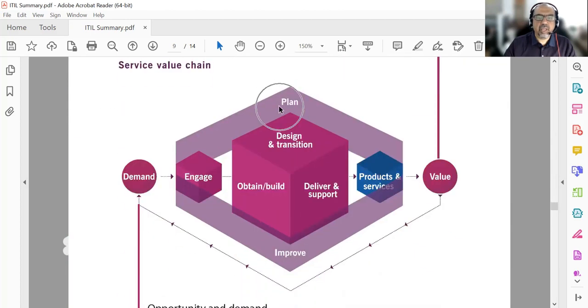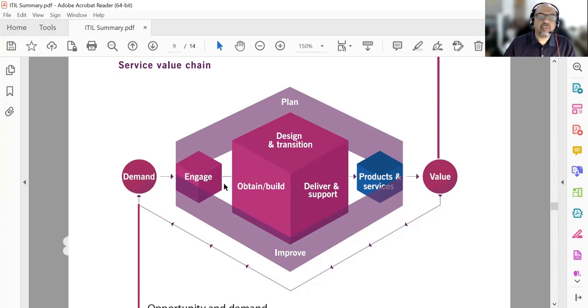So we will plan for the new initiative. Let's say, for example, we are moving to the cloud. So we need to plan for this project. We will design the new network, the new cloud service. In the designing, we need some information. We need some resources. So obtain or build will provide the service components from vendors, suppliers, and partners.